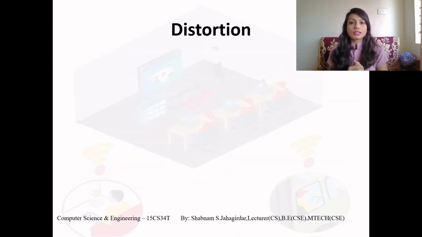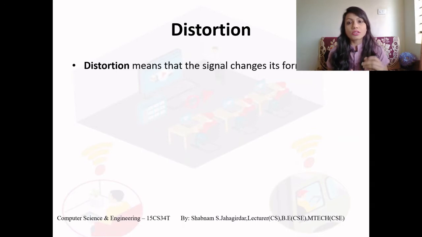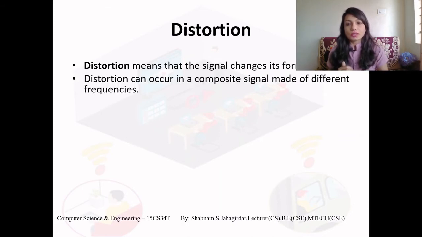Next, the next transmission impairment factor is distortion. So distortion, what does it mean? It means the signal changes its form and shape. Assume one signal is given, a sine wave, but as it travels over the medium, it changes its shape. That is nothing but distortion. And distortion usually occurs in a composite signal, not a simple signal.